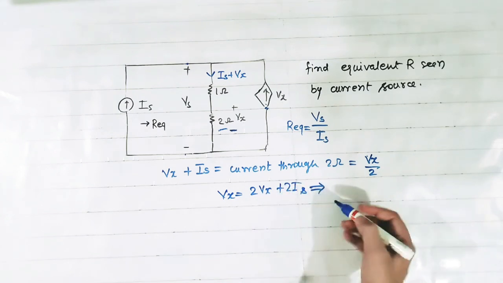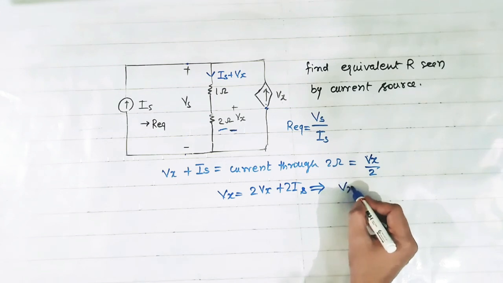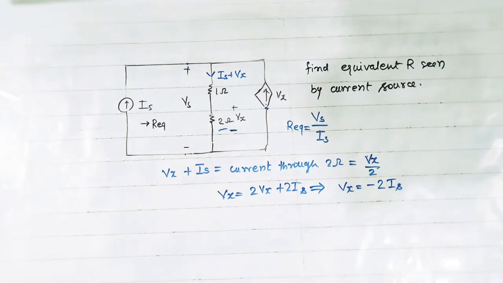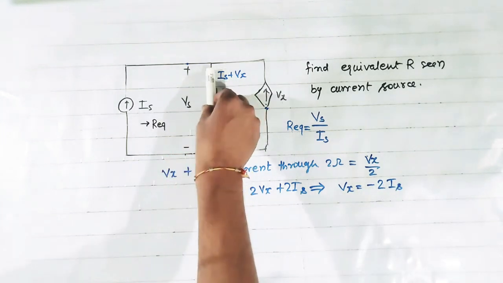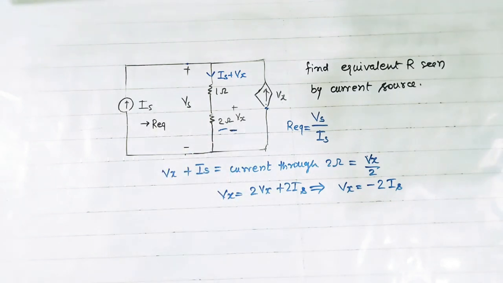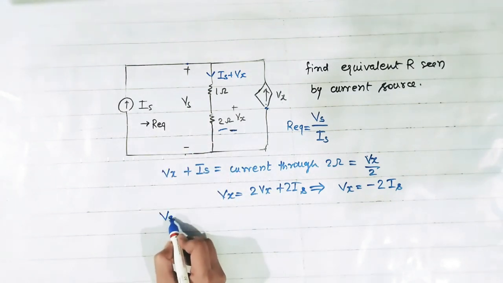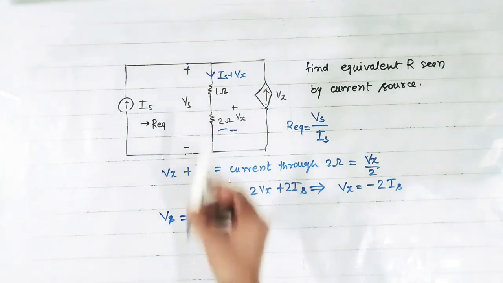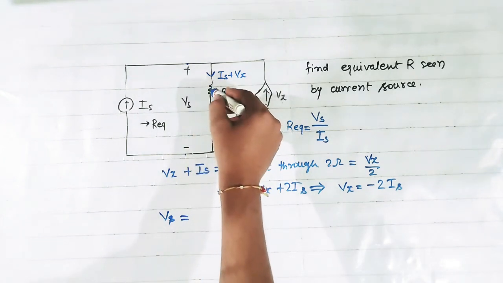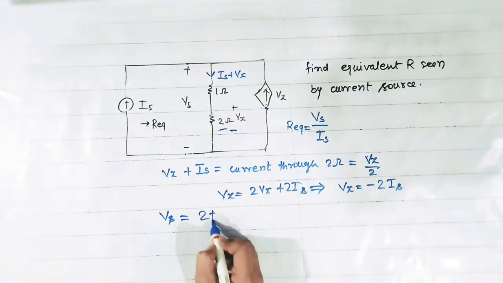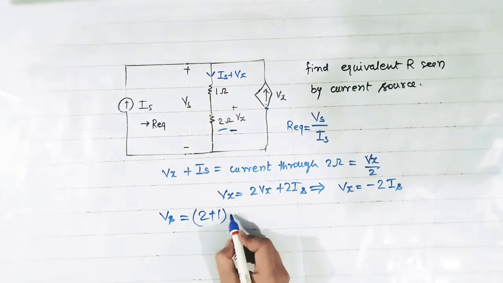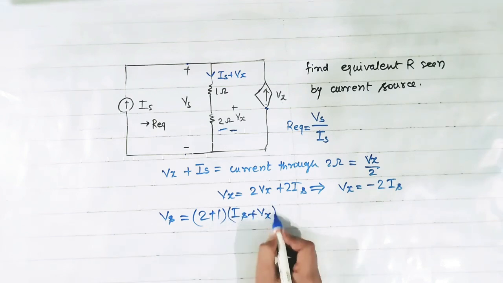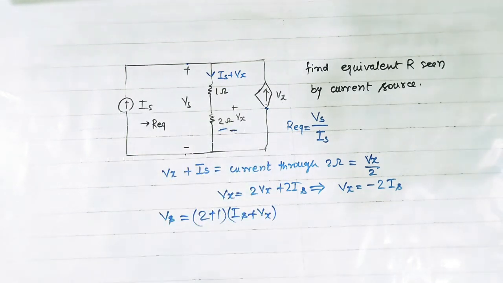So on simplifying this we get Vx is equal to minus 2Is. Now we know that the voltage across this branch is also equal to Vs. So we can write Vs is equal to the voltage across this, and what is the voltage across this? Suppose the total resistance of this branch is 2 plus 1, and what is the current across this? Is plus Vx. That is equal to Vs.